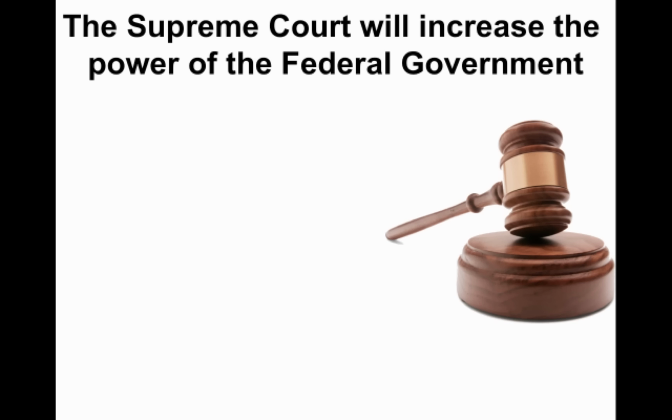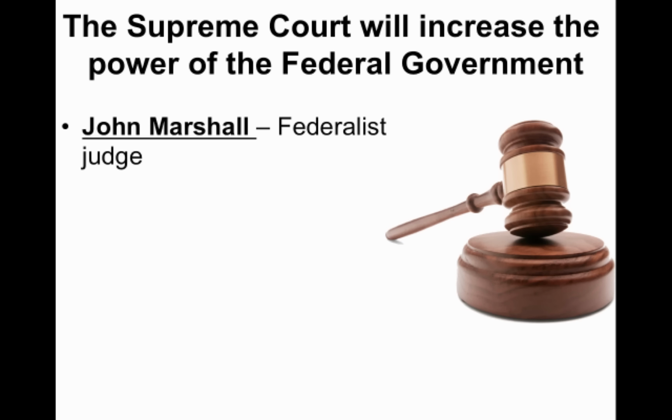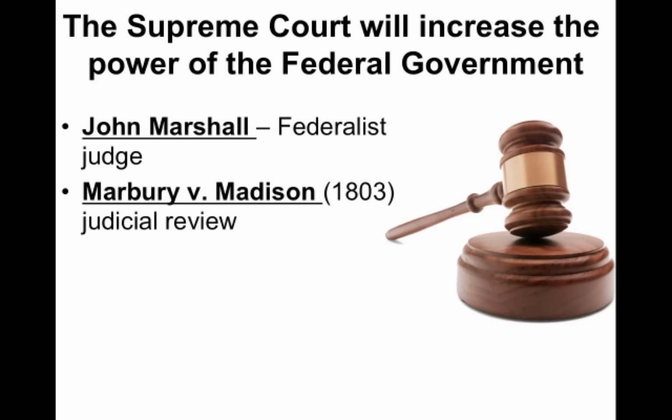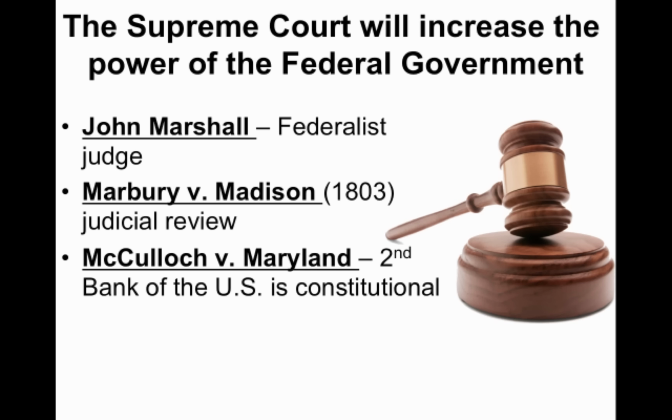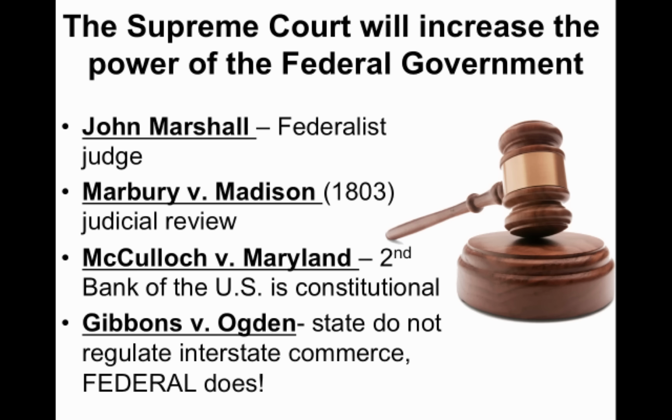In spite of this effort by states and different sections of the country to pursue their goals, the Supreme Court will increase the power of the federal government during this time. We saw it, John Marshall, kind of the Federalist judge, Marbury versus Madison, the importance of judicial review. They established that precedent. McCulloch versus Maryland, the court rules the Second Bank of the U.S. is constitutional, therefore saying the federal government can create the bank. And another case, Gibbons versus Ogden, states do not regulate interstate commerce, trade between states, the federal government does. So all of these different cases during John Marshall's tenure as the Chief Justice are going to further the power of the federal government.